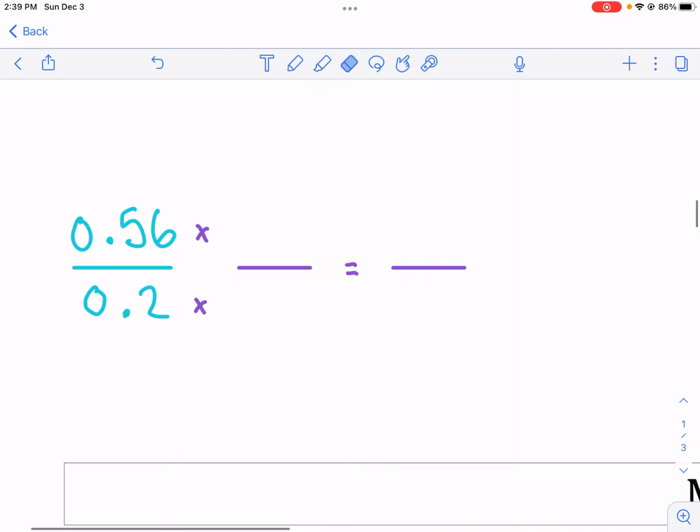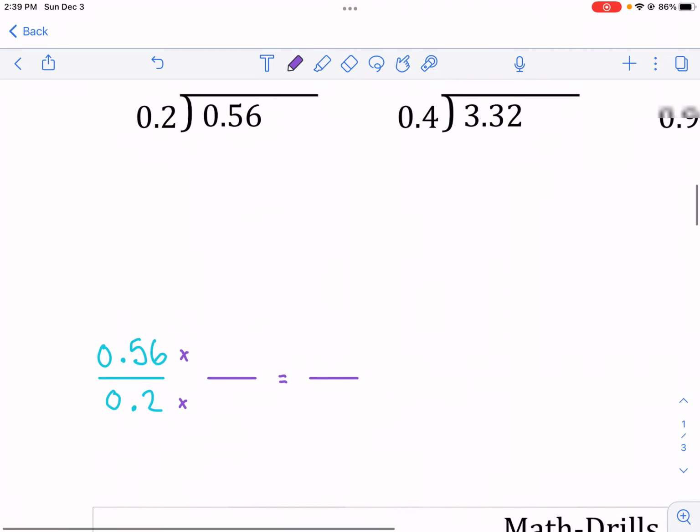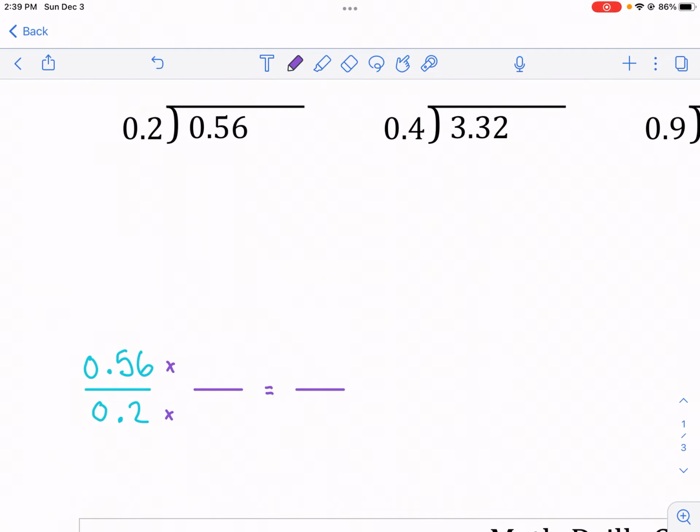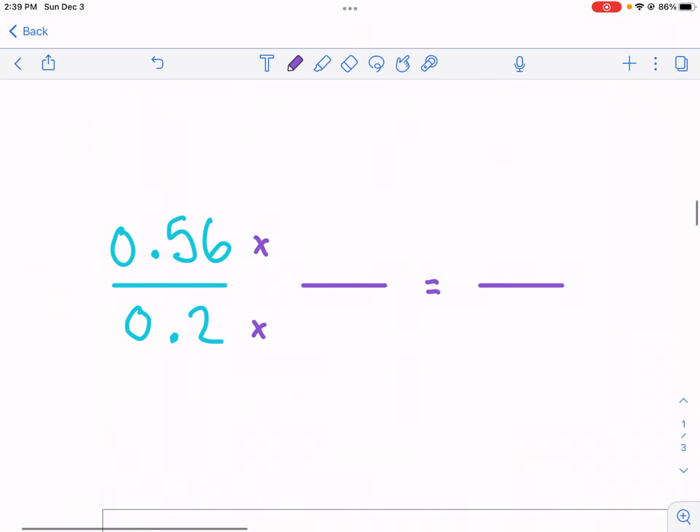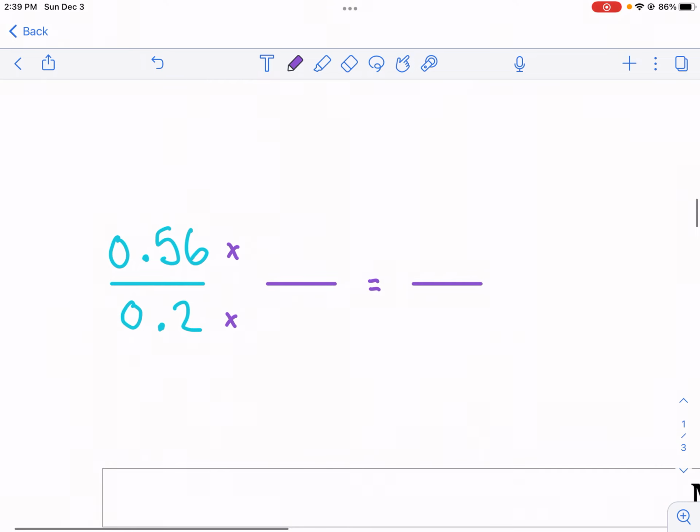So one of the things we're going to do is write this as a fraction: 0.56 divided by 0.2, you can write it as a fraction, 0.56 over 0.2. Now, we generally don't like decimals in our fractions, so we can create an equivalent fraction. With an equivalent fraction, we can multiply the top and bottom by the same thing, and it changes how the fraction looks, but it doesn't change the value of that fraction.